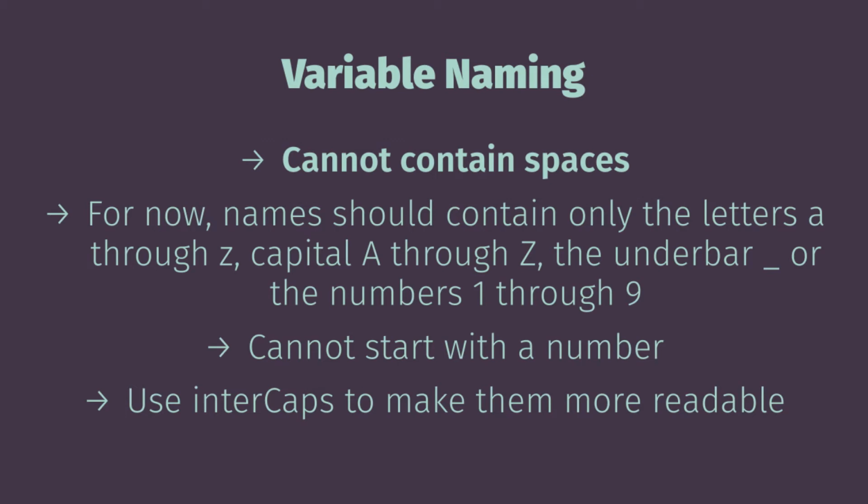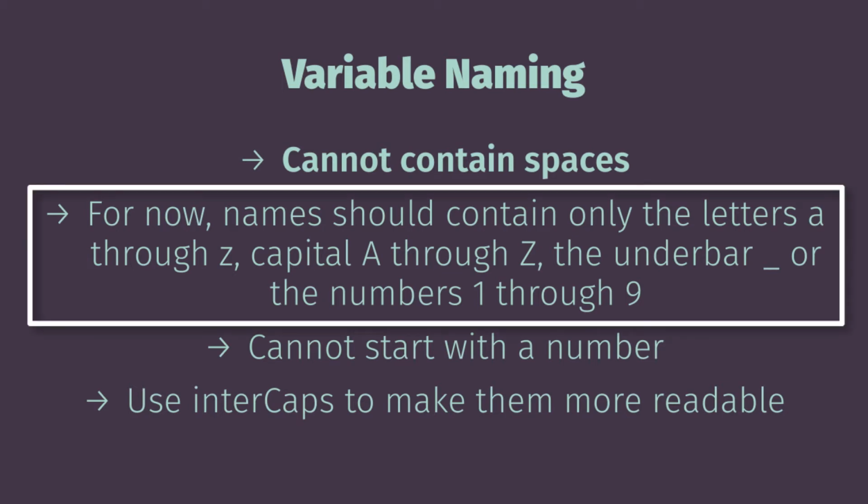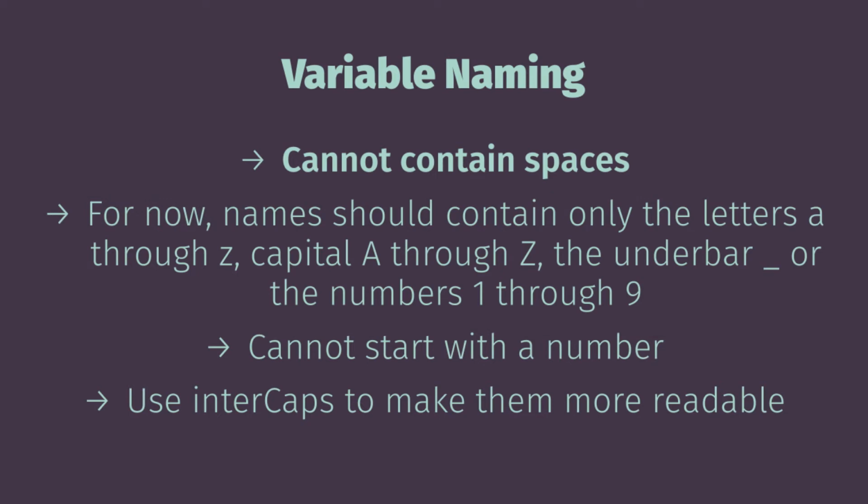Next up, we also want to standardize on the letters and characters that we're using to name our variables. So we want to try to limit ourselves to lowercase a through z, uppercase A through Z, possibly the underbar, which is when you hold down shift and hit the dash key on your keyboard, and the numbers 0 through 9. Those standard alphanumeric characters are what we want to try and utilize for naming our variables.